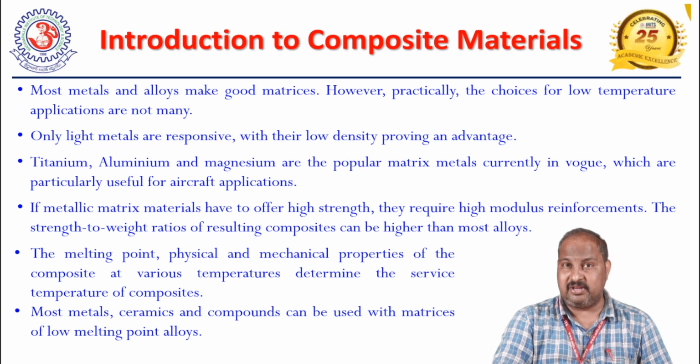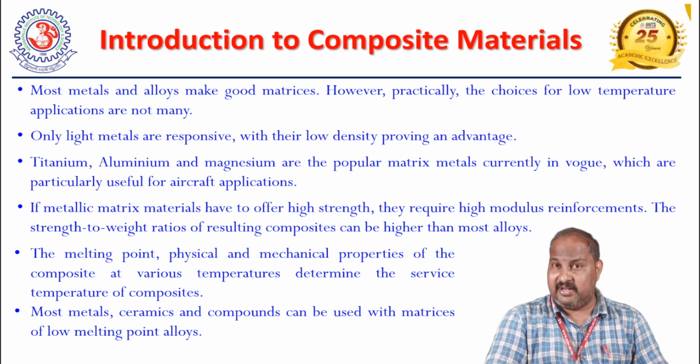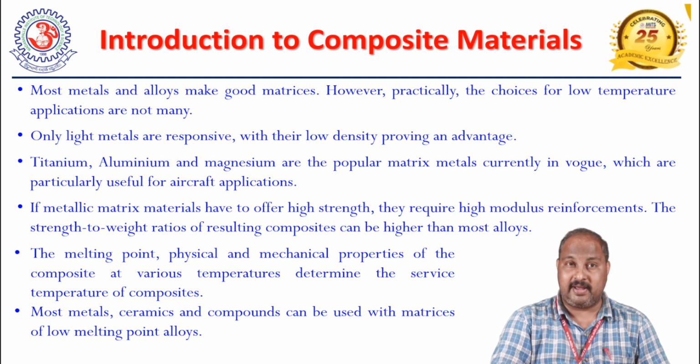Titanium, aluminum, and magnesium are very popular matrix materials. Among them, aluminum takes a major percentage among all the matrices of MMCs. Currently it is in vogue, and is particularly useful for aircraft applications. If metallic matrix materials have to offer high strength, they require high modulus reinforcement. The specific strength or strength to weight ratio of the resulting composites can be higher than most alloys. That's the major reason why MMCs are preferred over monolithic alloys.